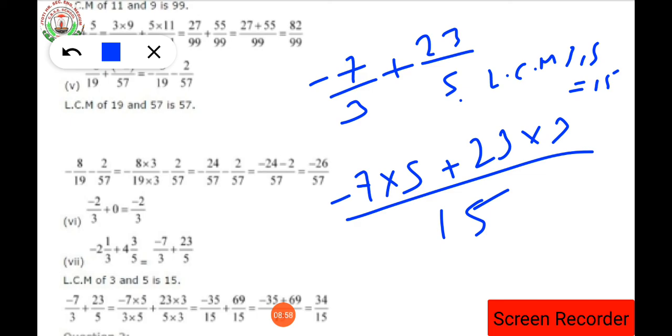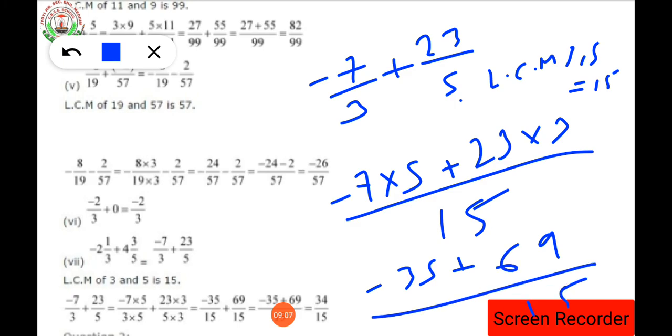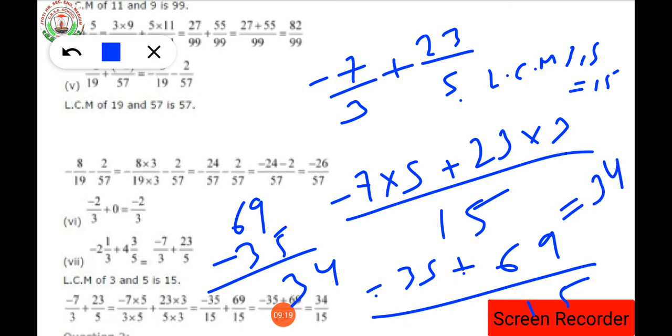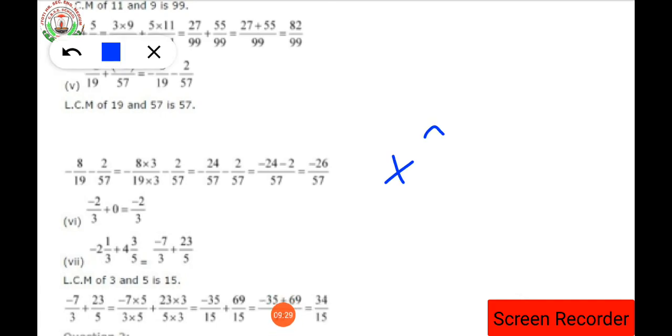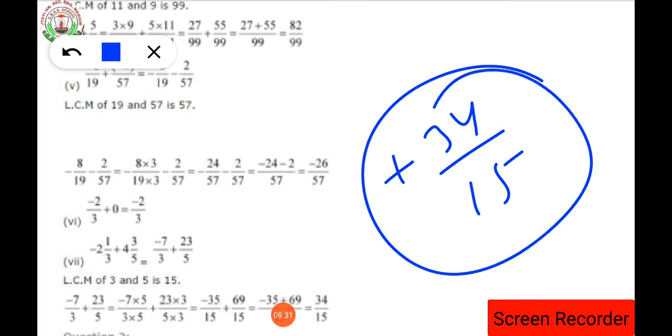So minus 7 into 5 will be minus 35 plus 3 23s are 69 upon 15. So 69 minus 35, because plus and minus will be minus. So here 4, here 3. So what is the answer we will get finally? That is 34 upon 15. It will be plus, because 69 is greater than 35, that's why plus will come over there. So plus 34 upon 15 we will have as the answer.